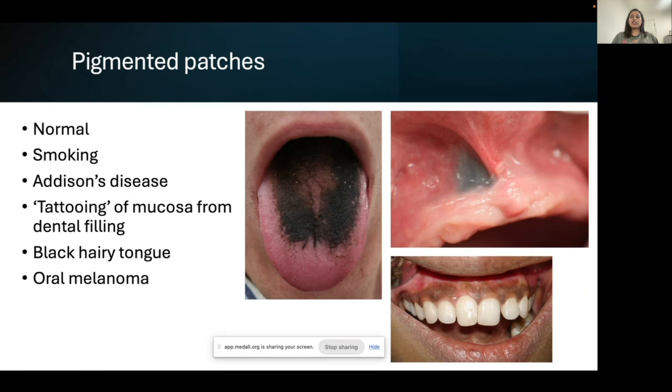And it's just an unusual presentation of melanoma, but it's really, really rare. So I think that's it on the different colored patches. This is probably the most common thing you'll see in GP. So if you have any questions, just let me know, and we can always come back to anything that's not clear.